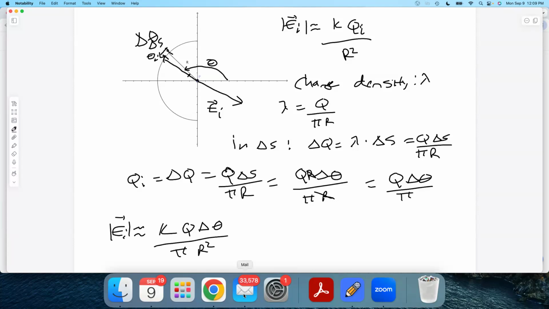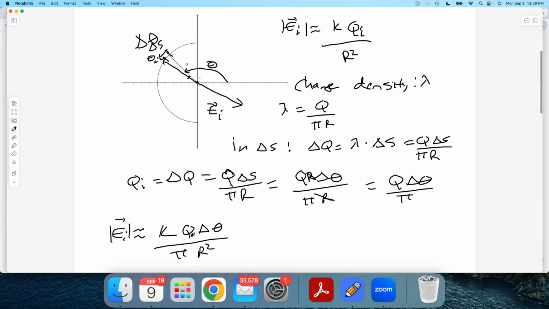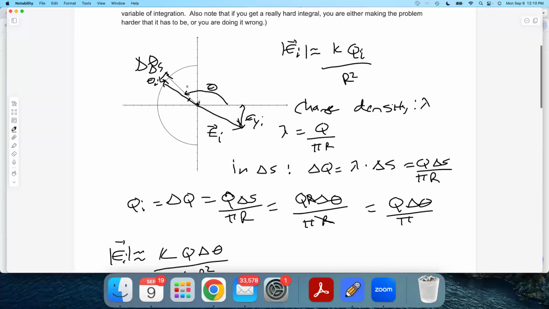Okay. Now, we're going to have to do an integral. You can never integrate over a magnitude for these. You always have to integrate component-wise. So I have to find my components here, my EYI and my EXI.